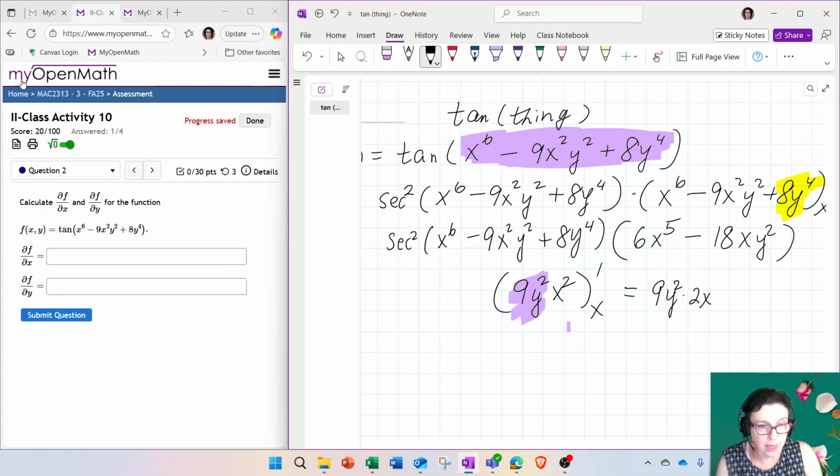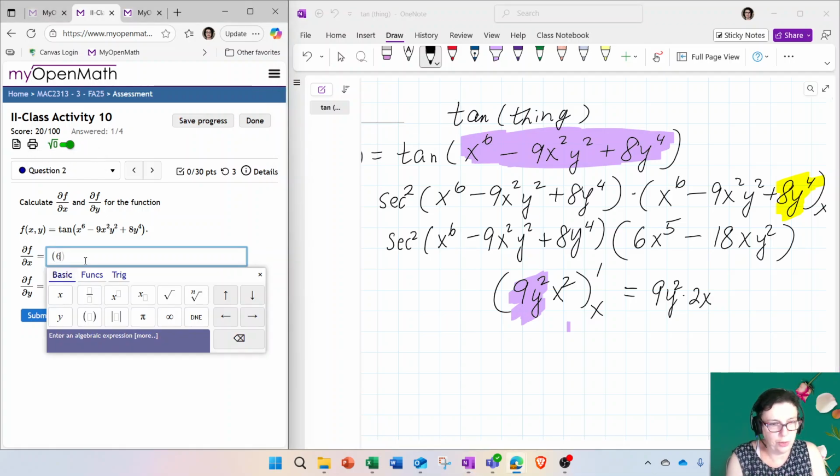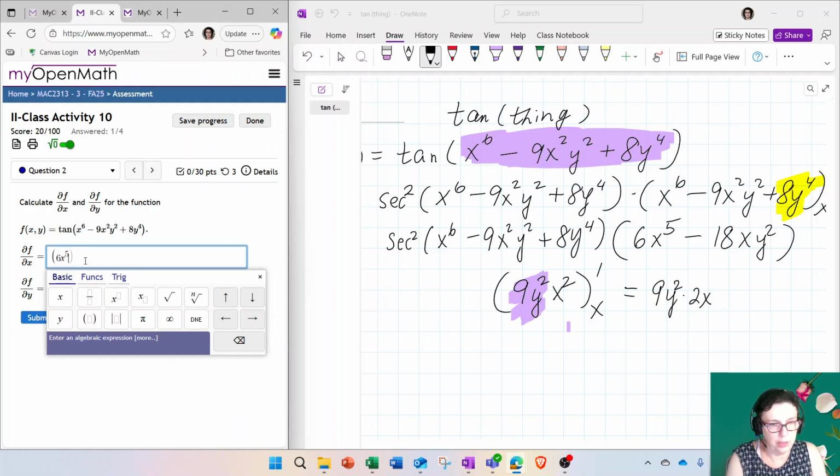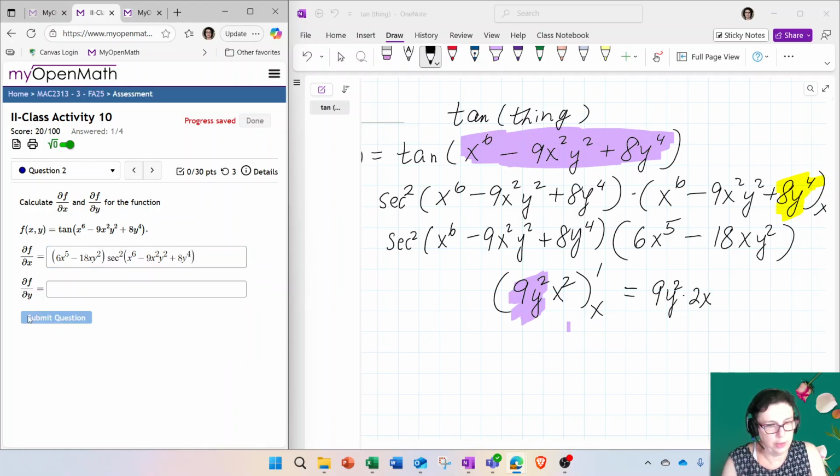And we are basically done. Usually we would just put that whole expression in the front. So we're clear that it doesn't have anything to do with the secant squared part. So that one I'm just going to rewrite. Okay, so hopefully that's right.